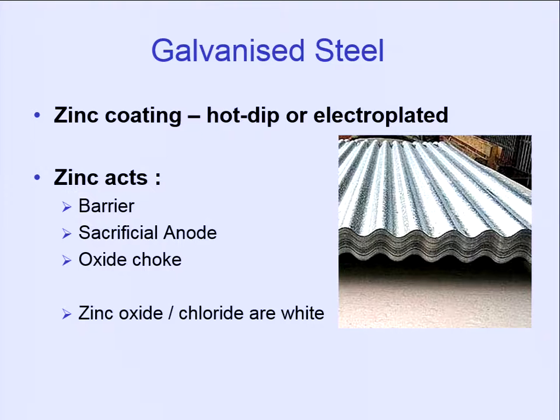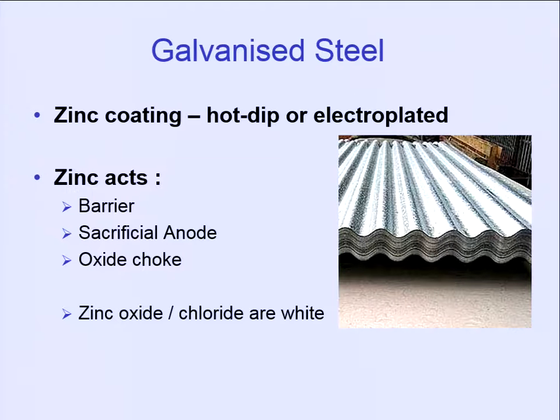The other way to do it is to electroplate it, and if you do that, you end up with a controlled thickness. You know how much zinc you put down. The surface finish is a bit nicer as well. You can control how shiny the coating is. The zinc initially just behaves like a paint coating. It is a barrier. It stops the solution contacting the steel underneath. So that's its first role.